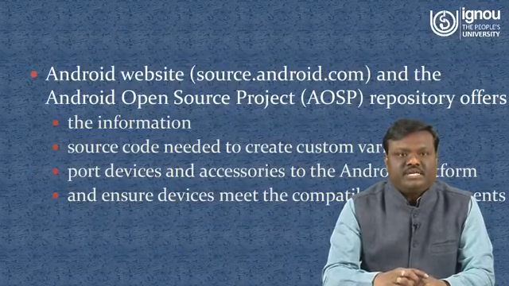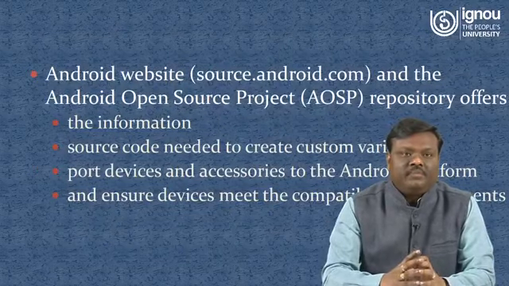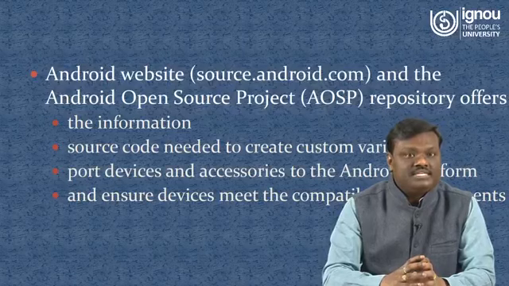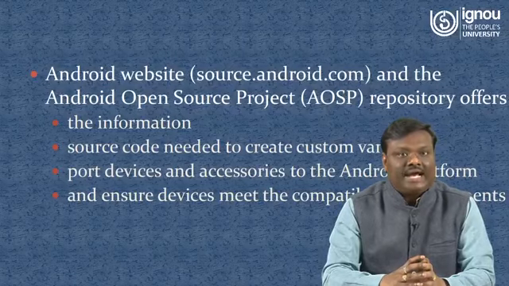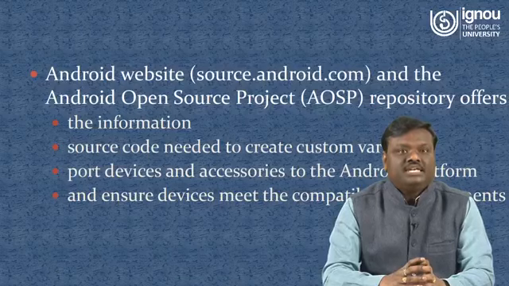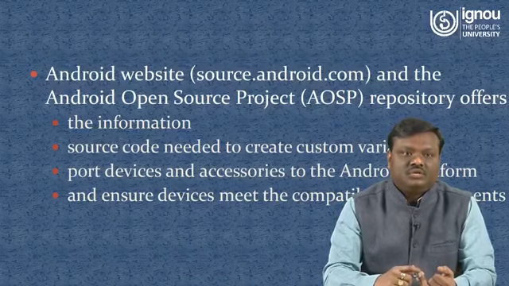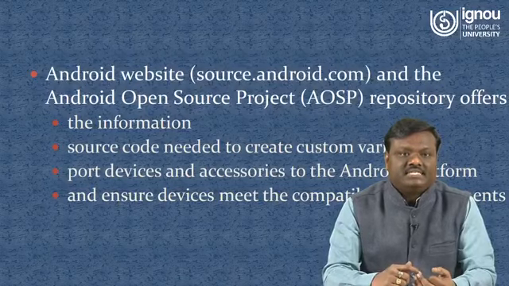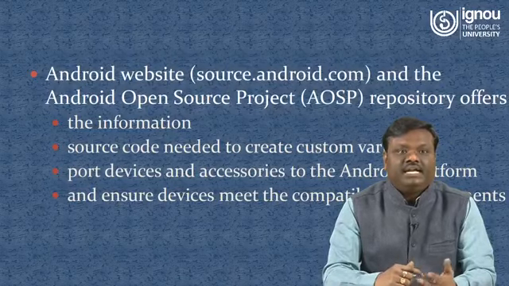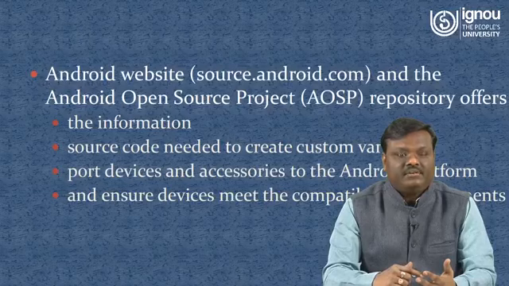So on the Android website, as you can see, the whole documentation and the source code is available on source.android.com. The Android Open Source Project, that is the AOSP repository, offers the information, source code, port device and accessories to the Android platform and ensures devices meet the compatibility requirements.